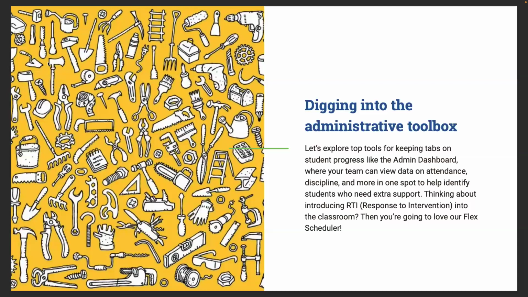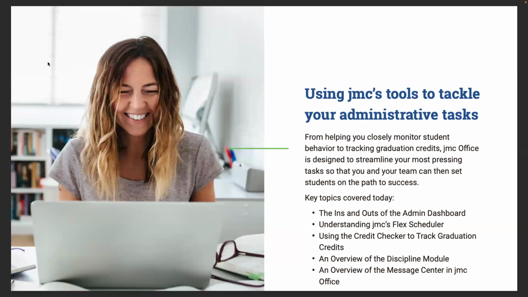So today we're going to explore the top tools for keeping tabs on student progress, like the admin dashboard, where your team can view data on attendance, discipline, and more in one spot to help identify students who need extra support. Think about introducing RTI, response to intervention, into the classroom. Then you're going to love our Flex Scheduler. From helping you closely monitor student behavior to tracking graduation credits, JMC Office is designed to streamline your most pressing tasks so that you and your team can then set students on the path to success.